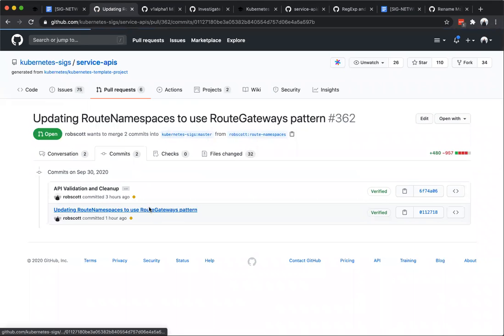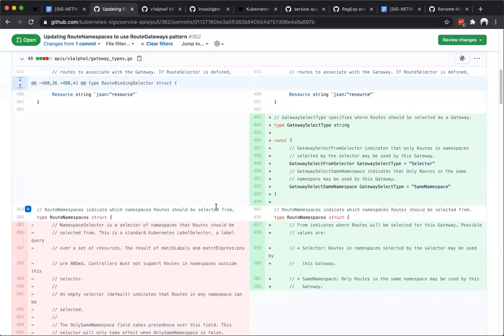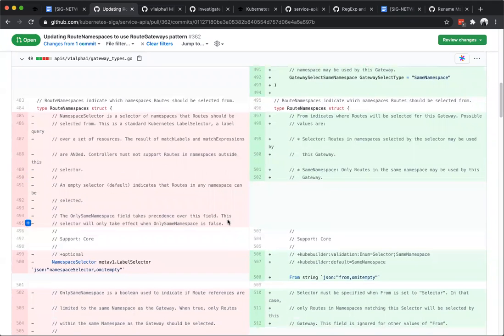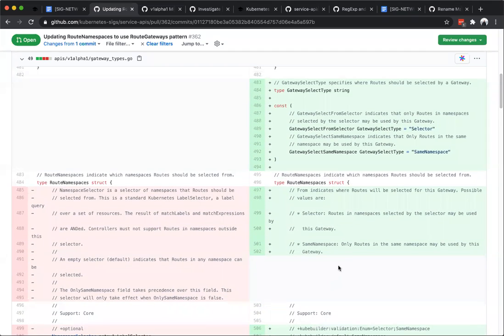I don't know if this is the appropriate pattern, but it uses the same pattern we used for route gateways and replaces the only same namespaces bool with an enum, like a from string instead. And so your options would be from selector or from same namespace. This seems like it gives us a lot more flexibility going forward. It allows us to, in the future, say we have a namespace list instead of a selector.